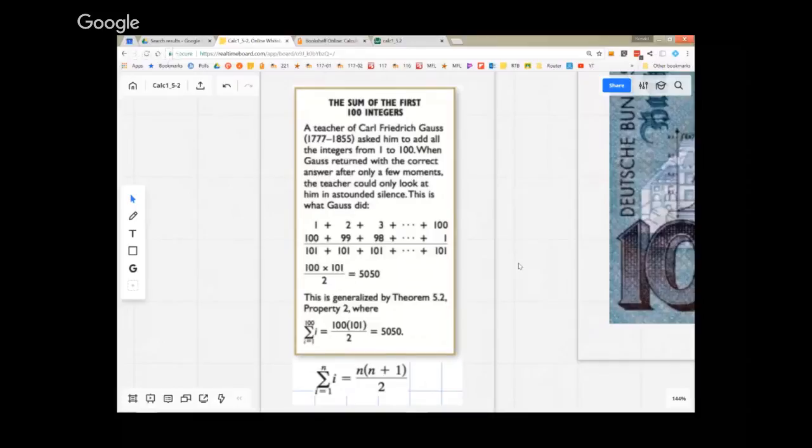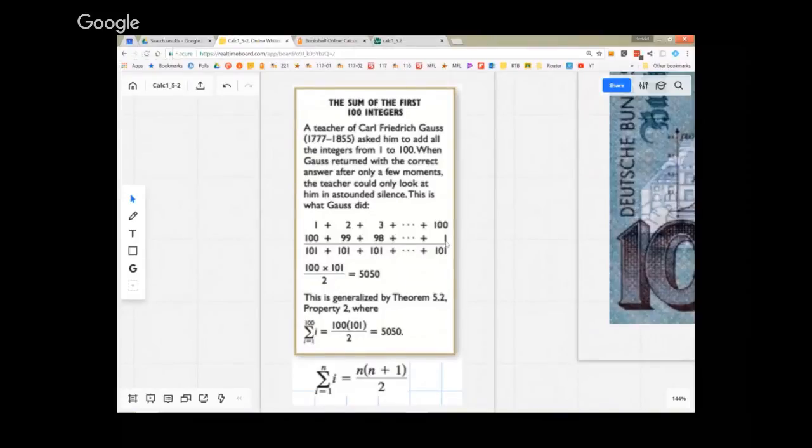So what Gauss did is he thought of it this way. He said, let's write all the numbers. He didn't write them all down, but 1 plus 2 plus 3, all the way up to 100 on one line. And down below it, let's write the same thing backwards. 100 plus 99 plus 98, all the way down to 1.